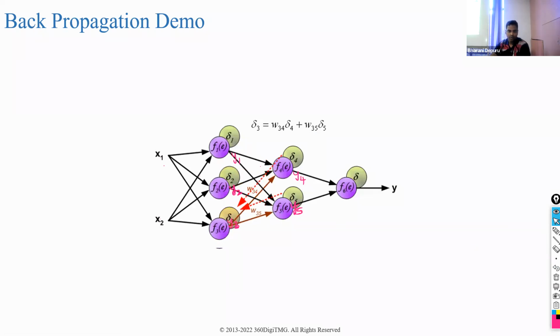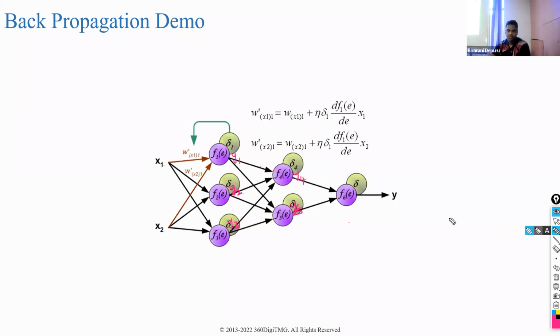Then you have W34 into delta 4, W35 into delta 5, which is taken as a penalty for this team lead, and so on and so forth. Then ultimately, what is the formula to get the new weights? Old weights plus eta value into error into your input. Correct? And that is exactly what is being applied here. You're finding the derivative with respect to the errors. Okay? And then ultimately you get the new weights.